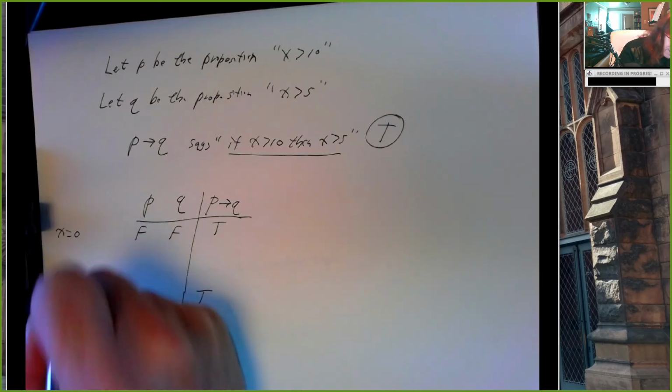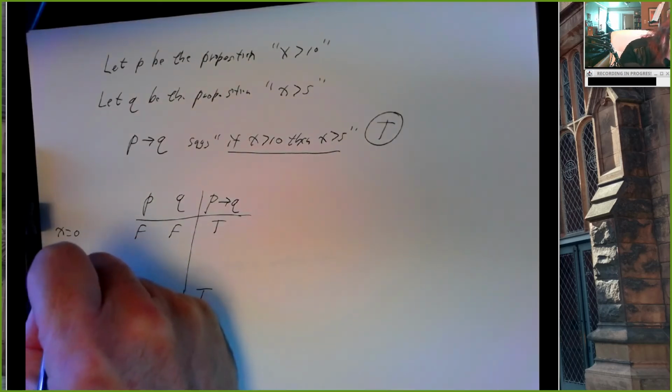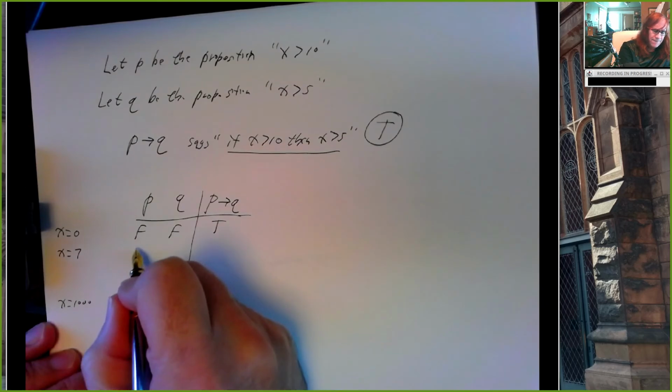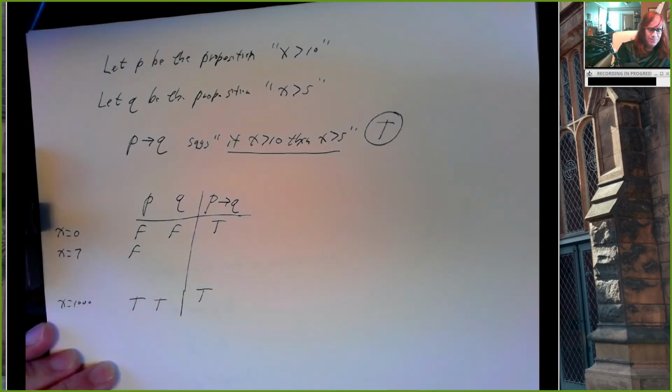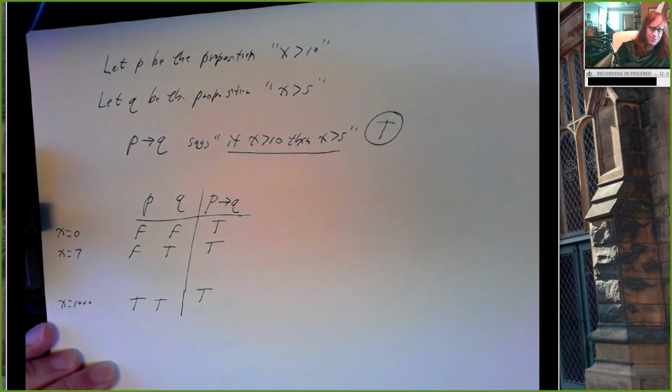All right, let me pick another number. Let me set x equal to 7. So is P true or false? It's false. What about Q? It's true. That's true. And here the proposition is still true.